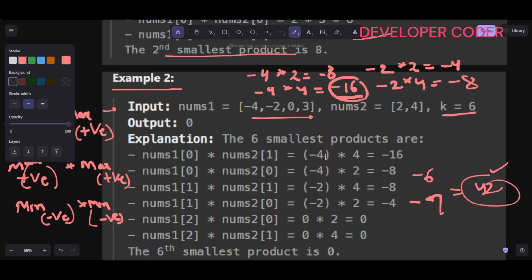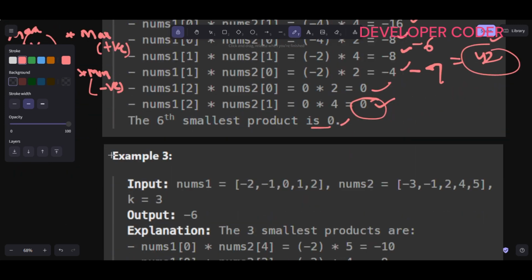Okay, sixth one, right? So minus 4 into 4 minus 16. Okay, minus 4 into 2 minus 8, then minus 2 into 4 minus 8. Okay, minus 2 into 2 minus 4, then 0 into 2 0 only, 0 into 4 0 only. Okay, so k is equal to 6, right? So here output is 0. Okay, so the 6th smallest product is 0.